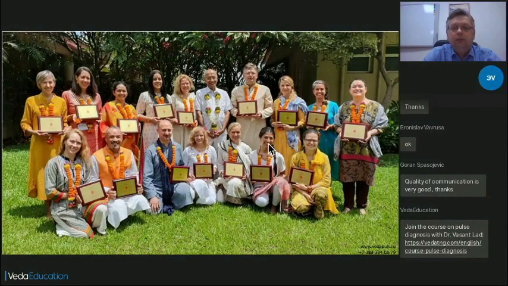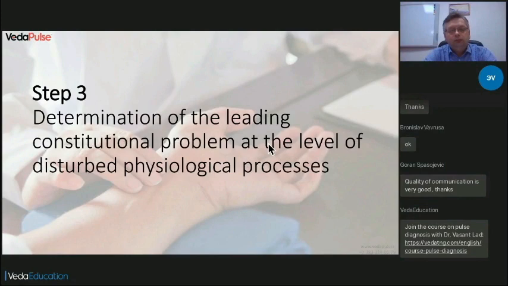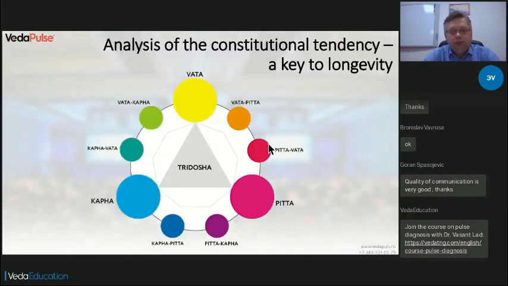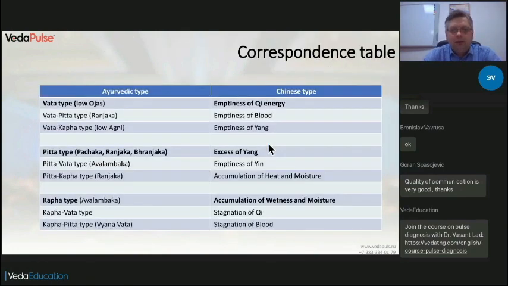The next step that I usually use with my patients is identifying the leading constitutional problem. As you understand, the constitution is determined by the balance of dosha. And this concept is rather universal for all the traditional medicinal systems: Tibetan, traditional Chinese, Ayurvedic. In this table, you see the correspondence, or maybe comparison, of the constitution profiles between Ayurvedic and traditional Chinese medicine.